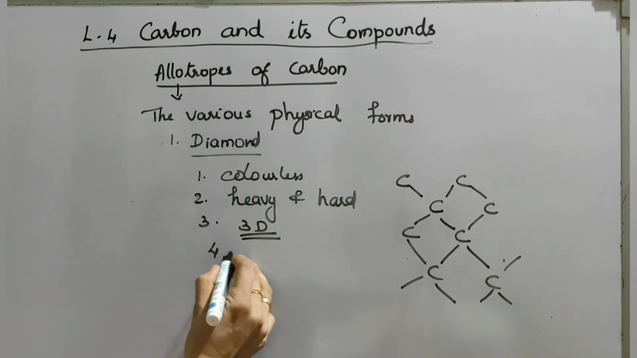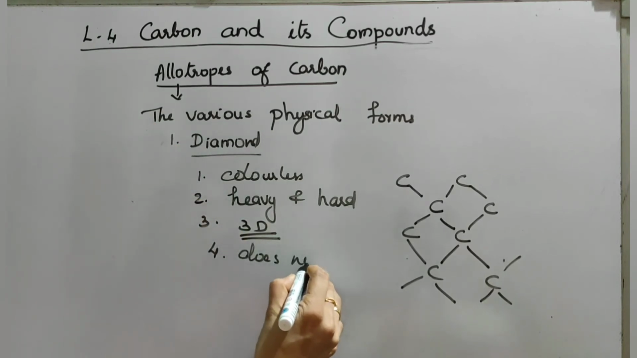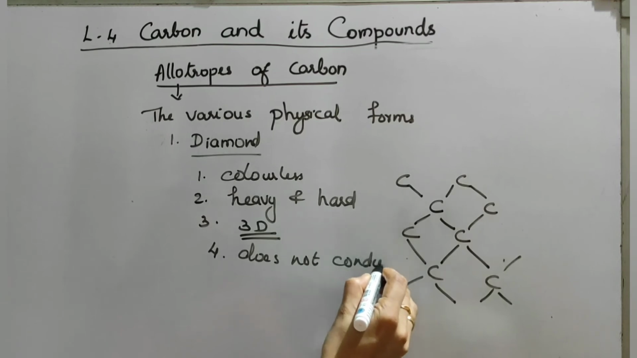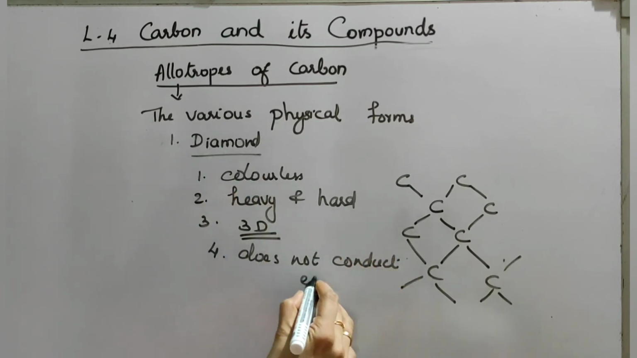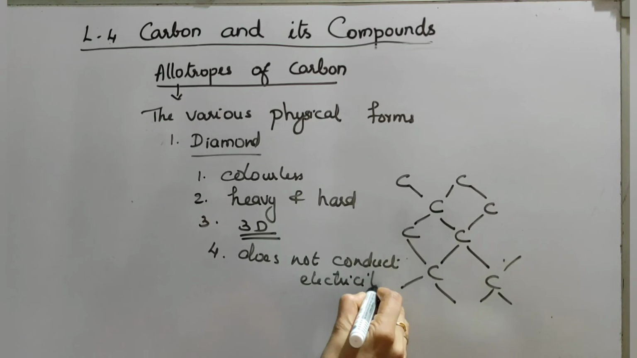And the fourth property, it does not conduct electricity. Gold conducts electricity, but diamond does not conduct electricity. These are the properties of diamond.